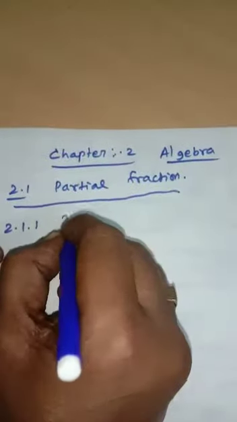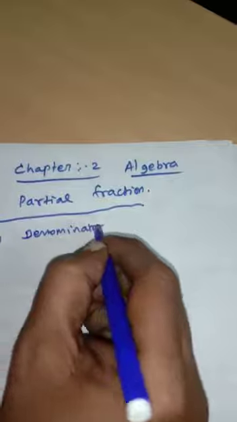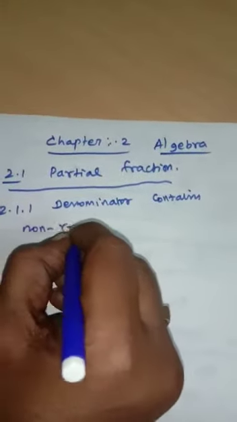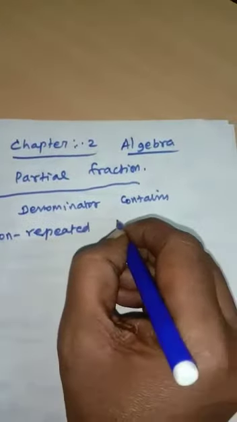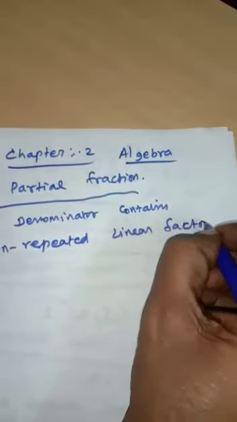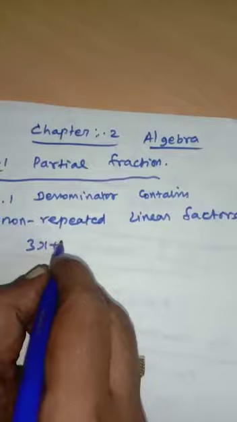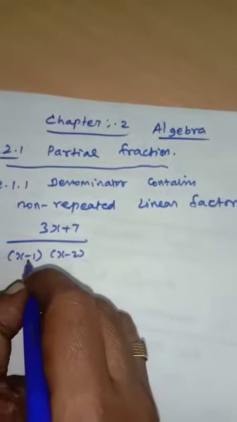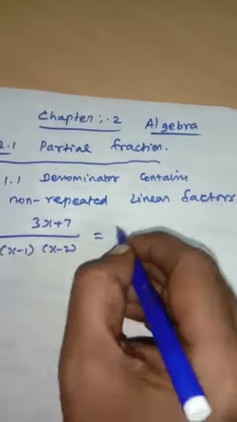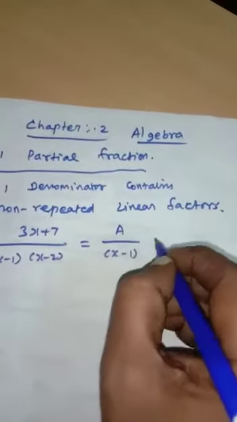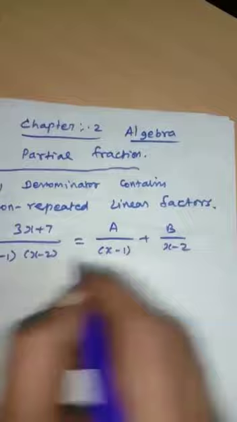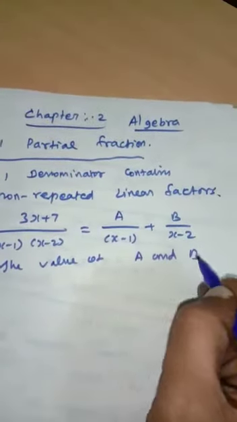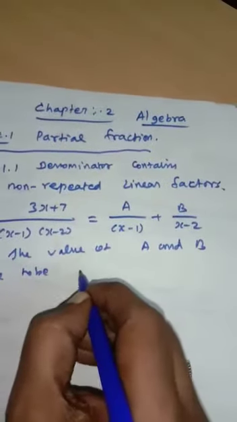2.11. The denominator contains non-repeated linear factors. For example, (3x + 7) by (x - 1)(x - 2): both are linear. The denominator x - 1 is a linear factor, x - 2 is also a linear factor. We can write this as a by (x - 1) plus b by (x - 2). The values of a and b are to be determined.